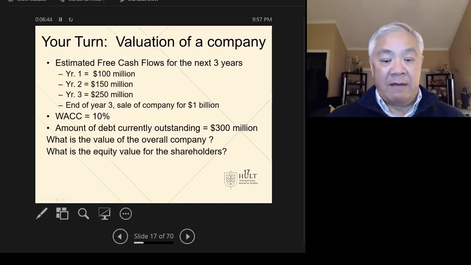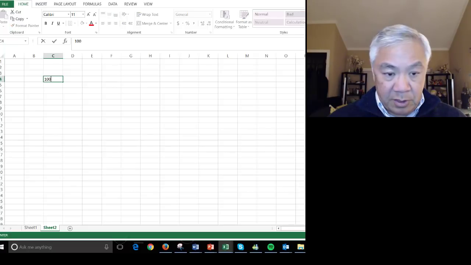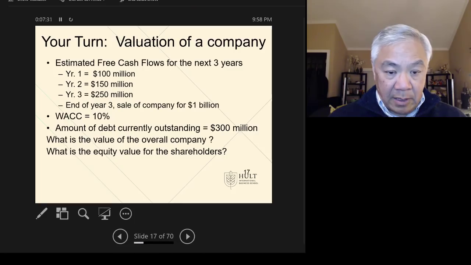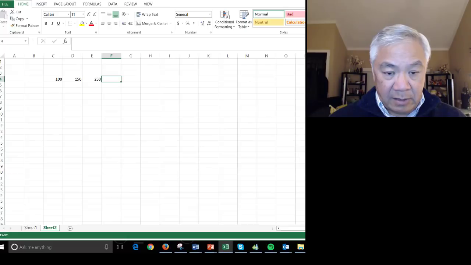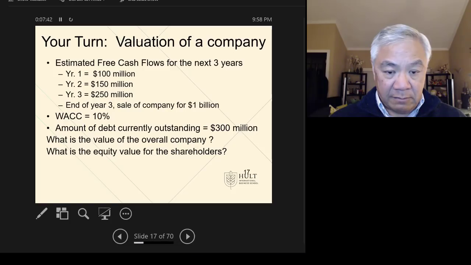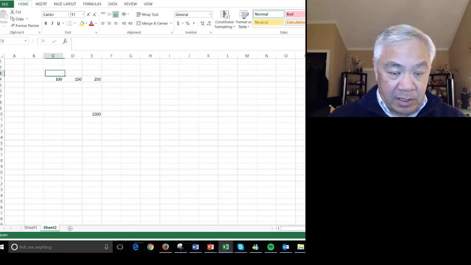Let's try to do a valuation. We have cash flows of $100 million, 150 and 250. And at the end of year 3, we sell the company for $1 billion. WACC is 10%. The debt is $300 million. What's the value of the company? And what's the equity value to shareholders? So again, let's move out into Excel. 100, 150, and the sale is $1 billion, which is a thousand millions. The reason I put it there is this is years.